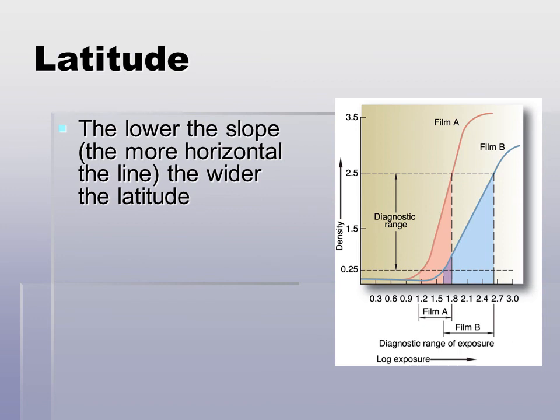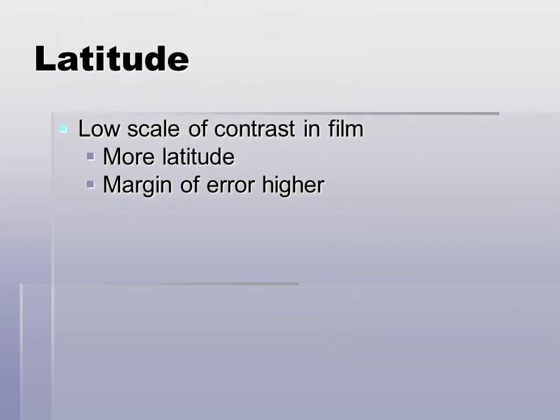Latitude. The lower the slope, the more horizontal the line, the wider the latitude. Latitude and contrast are inversely related: decreased latitude, increased contrast. Latitude is the range of exposures that will produce diagnostic densities. With a low scale of contrast in film, you have more latitude and the margin of error is higher.